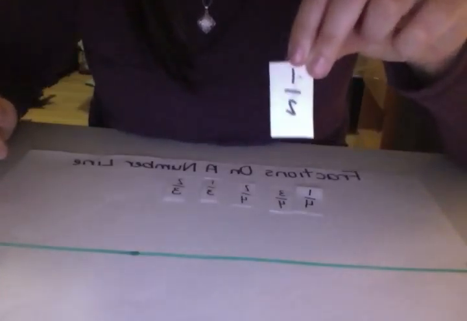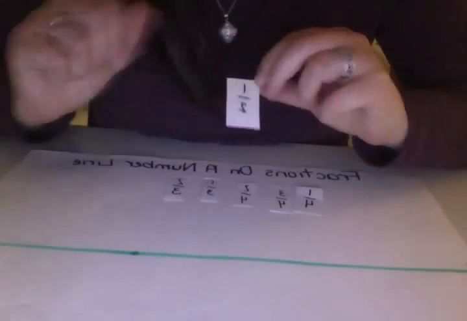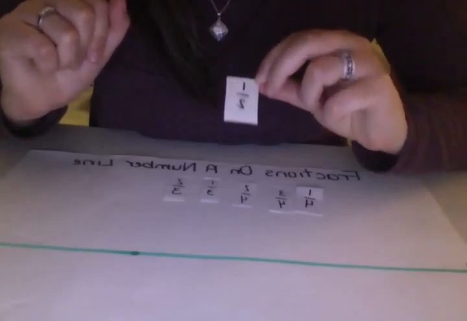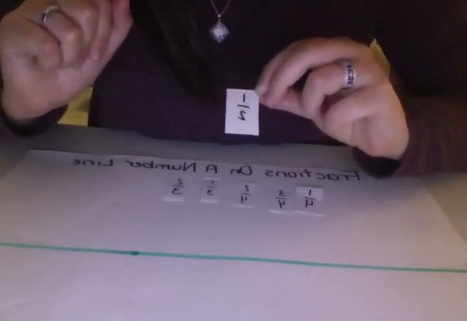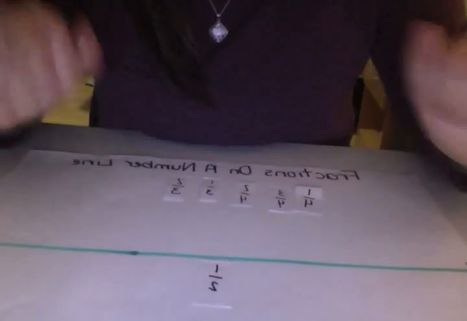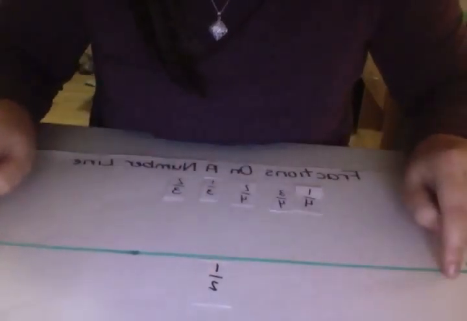So the first fraction we're going to look at is 1/2. So students, where does 1/2 go on our number line? Remembering that our number line is between 0 and 1. Right, 1/2 goes right in the middle. Does anyone know why it goes in the middle? Correct, because it splits it into 2 equal parts.